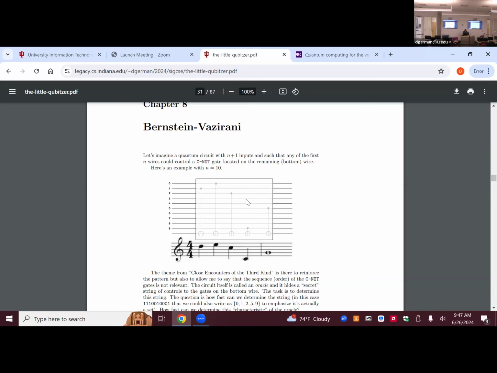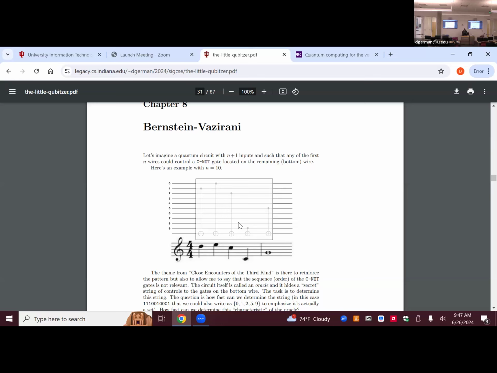And look at wire number 3. It's not connected. How about wire number 4? Not connected, but 5 is. 6, 7, 8 not connected to the bottom wire, but 9 is. So wires can be connected or not connected to the bottom wire. The bottom wire has the targets. Any connection from a wire to the target on the bottom wire is through a control in a control not. So your problem is to find out which wires have connections and which wires don't have connections.